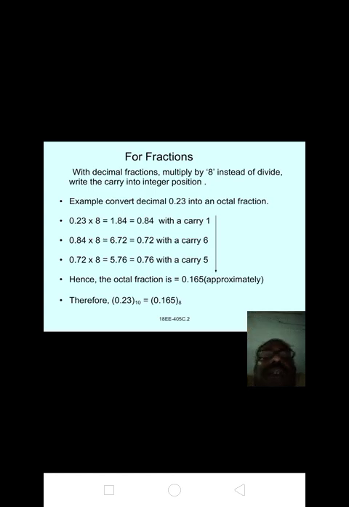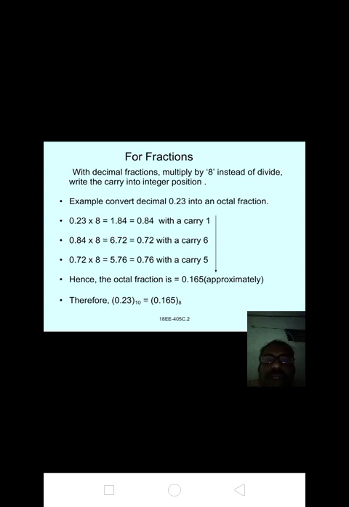For fractions, with decimal fractions multiply by 8 instead of divide. Write the carry into the integer position. In the previous method we were dividing. For fractions we are multiplying and we are taking the integer part as the carry.